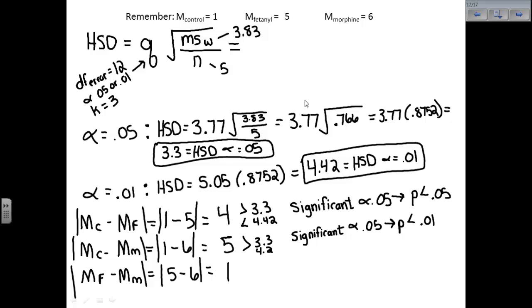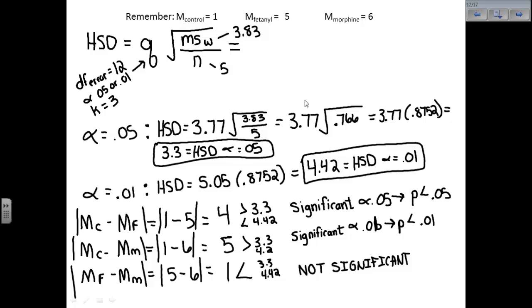Well, finally, 1 is less than both of these HSDs, 3.3 and 4.42, so it is just not a significant difference. So not significant difference. So you're going to have different conclusions depending on your alpha level. And typically in drug studies, we like an alpha level of 0.01. We want to be very cautious. We want to make sure that the probability of type 1 error is extremely low. Oh, so we need to change this to 0.01, sorry. So the conclusion differs based on your alpha level.